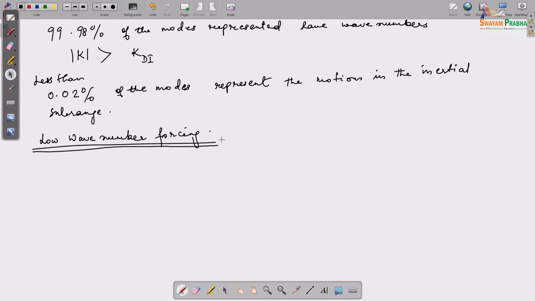Like we said right here, most of the modes represented lie in the dissipative zone. It's a very small percentage of the modes which are in the inertial subrange, and whose length scales are even lesser than this. That's what we've just said, right?